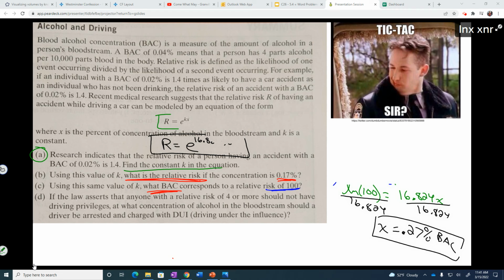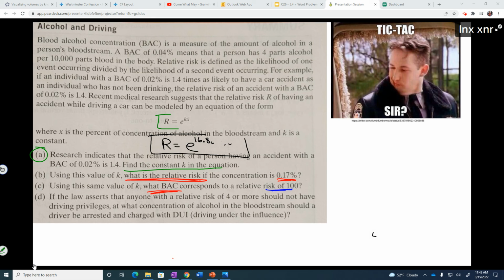All right, we've got one more question. The last one is, the law asserts that anyone with a relative risk of 4 or more, so basically if you're 4 times as likely or more, then you shouldn't be driving. You can lose your license. So at what concentration of alcohol in the bloodstream should a driver be arrested and charged with a DUI? It is 0.08, and that's actually what we'll find out here. If we plug all this stuff in, we'll end up getting 0.08. So it's saying the relative risk should be 4.